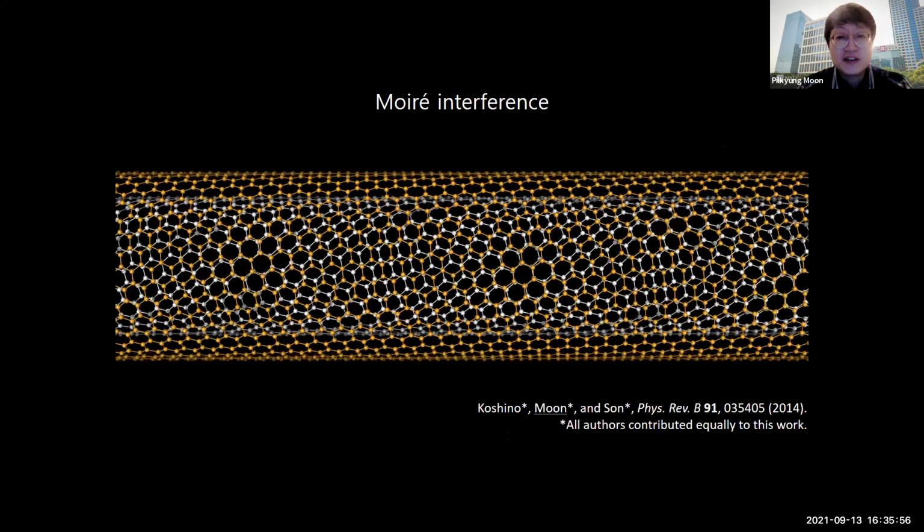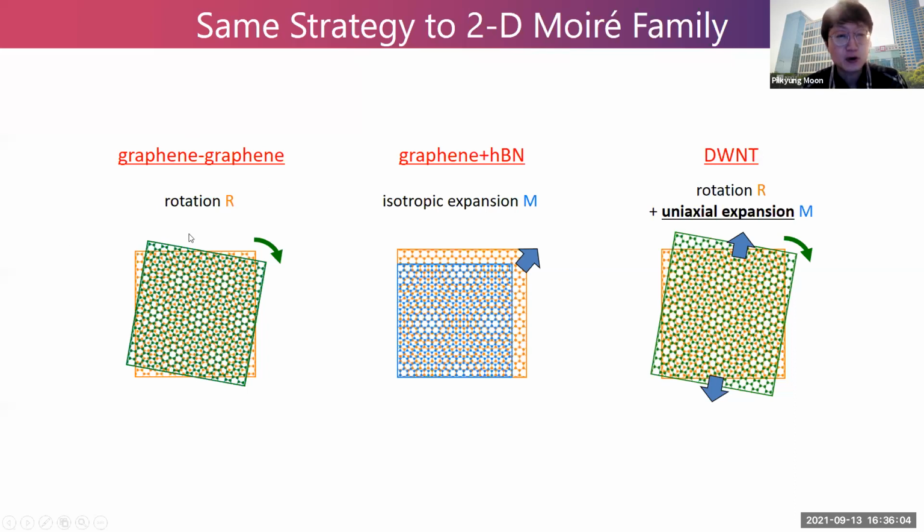We use the same strategy as the two-dimensional family. The difference is that in twisted bilayer graphene, we only have rotational freedom. In graphene on boron nitride, we have isotropic expansion in addition to the rotational freedom. A double-walled nanotube is a little unique because it is composed of rotational freedom and uniaxial expansion. Why do we get uniaxial expansion? This is because of the geometry of the nanotube.